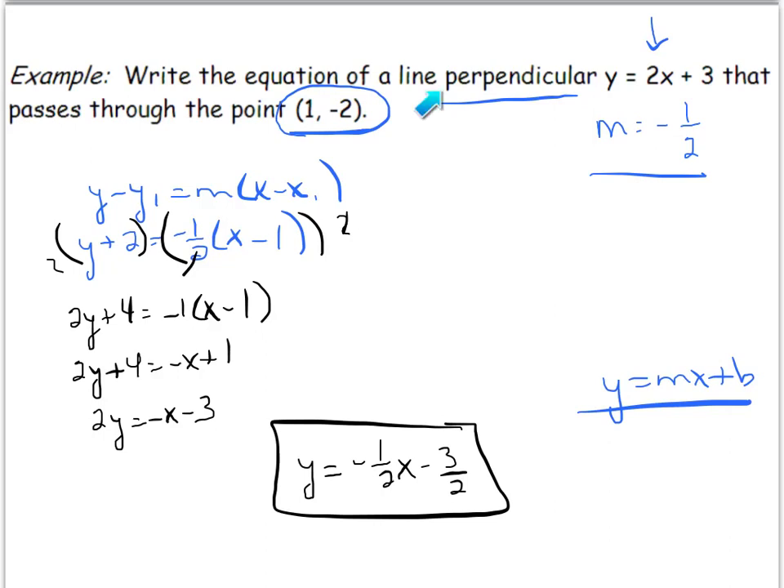Remember, we knew it was perpendicular, so that's where I got my slope from, the opposite reciprocal. Then I had a point and I had a slope, so I used my point-slope formula to get my actual equation.